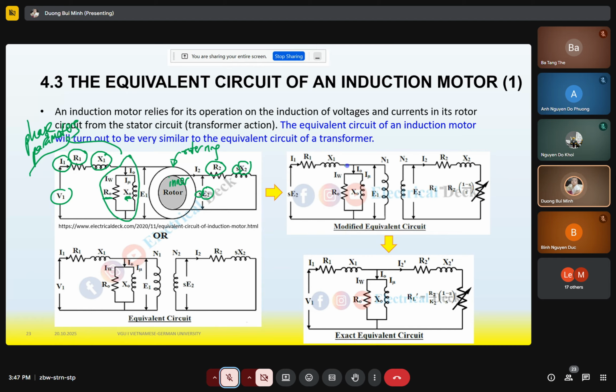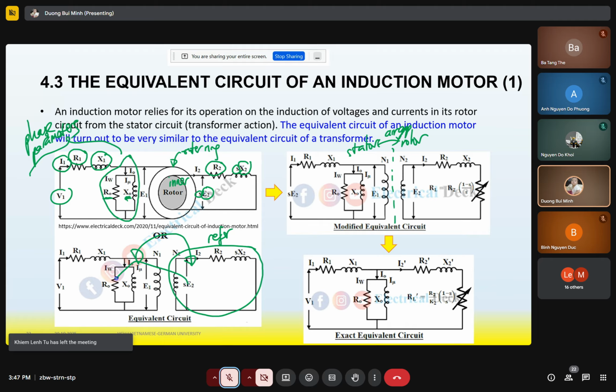So we separate them. Why? Because this is the stator and this is the rotor, so we have the air gap. If you would like to combine stator and rotor, we need to modify a little bit. We need to refer the rotor parameters back to the stator, similar to the transformer.